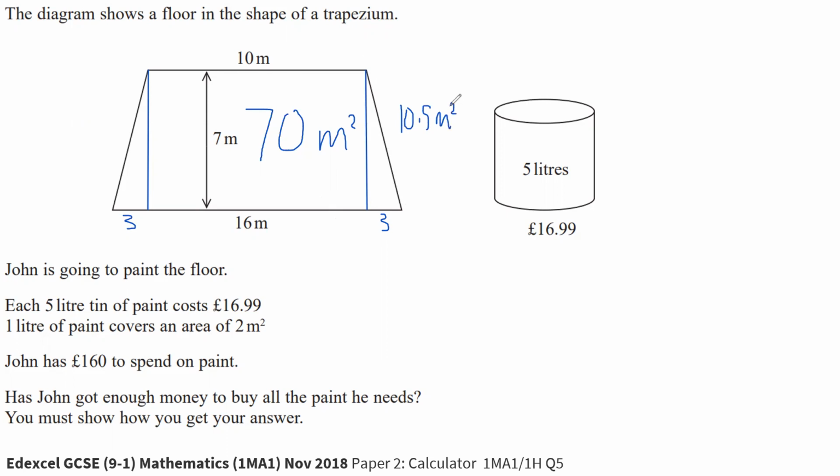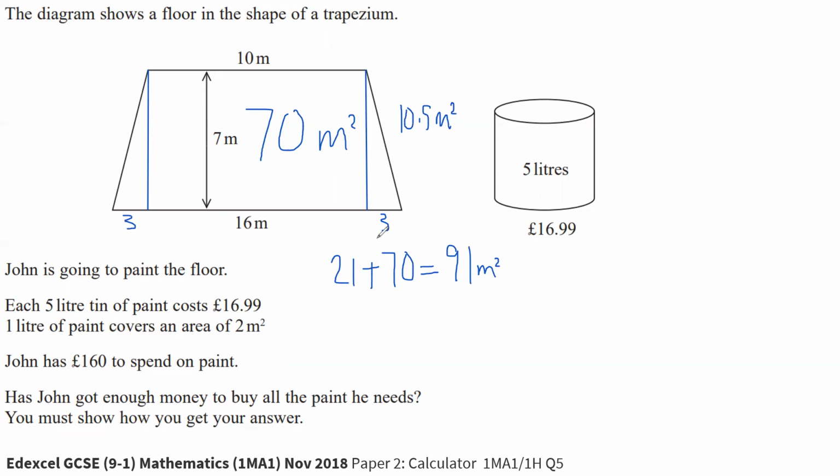And now if we add all that together, we've got 2 of these triangles. So that's going to be 21 in total, plus the area of the rectangle in the middle. So that's 70. And so in total, you're going to get 91 metres squared as the area of that trapezium.